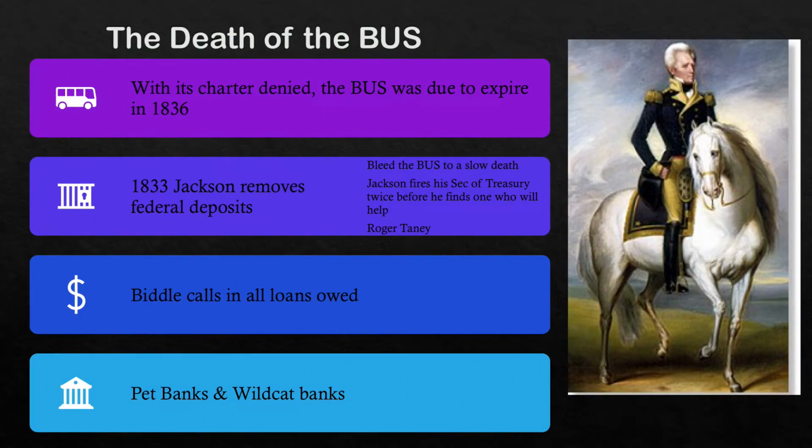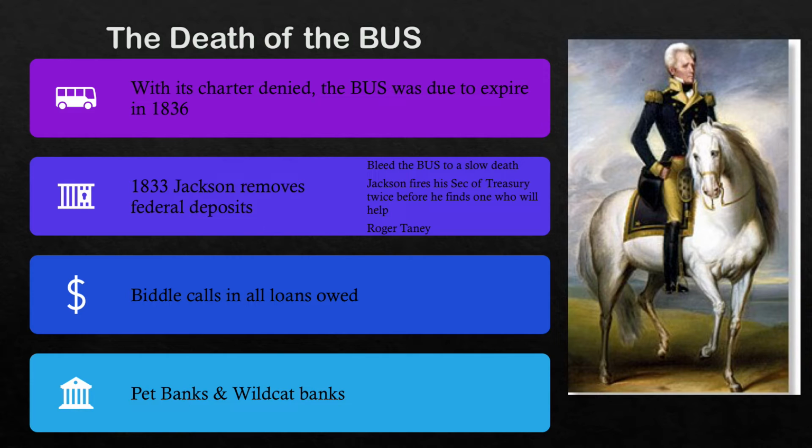And then Jackson kills the bank. He kills it dead. With the charter denied, the bank was still supposed to stick around to 1836. But Jackson decides in 1833, after he takes his second oath of office, he's going to take out all the federal deposits in the bank.